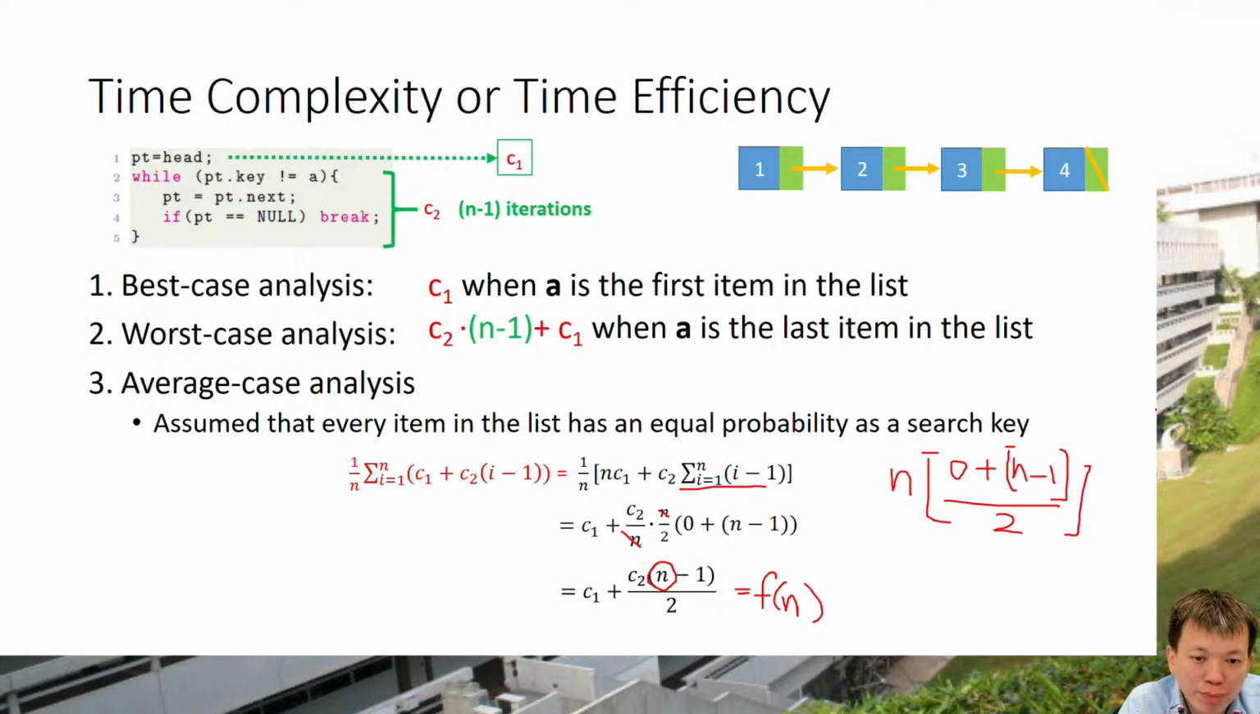But the proper way is through this analysis to show people that you know the best case and worst case. You consider best case, worst case, and the average case. Of course, this is a very simple example.